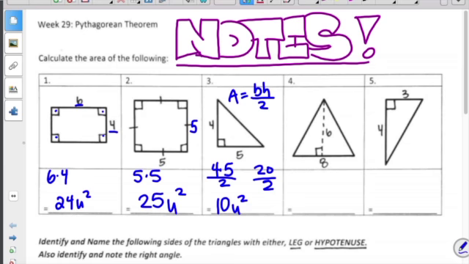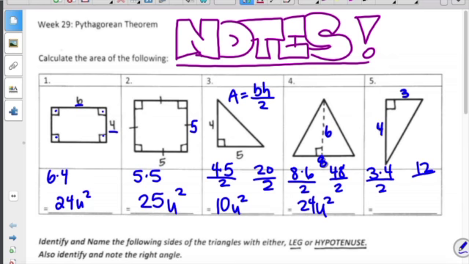Number 4 is also a triangle. Our base is 8, and our height is 6. So we're going to multiply 8 times 6 and then divide by 2, which is 48 divided by 2, which is 24 units squared. And the last one again is a triangle, so we're going to multiply base times height and divide it by 2. So we get 3 times 4 divided by 2, which equals 12 divided by 2. 12 divided by 2 is 6 units squared.